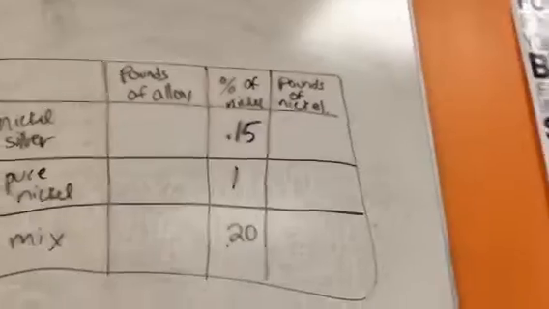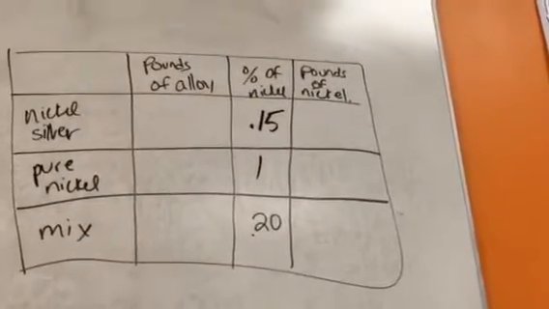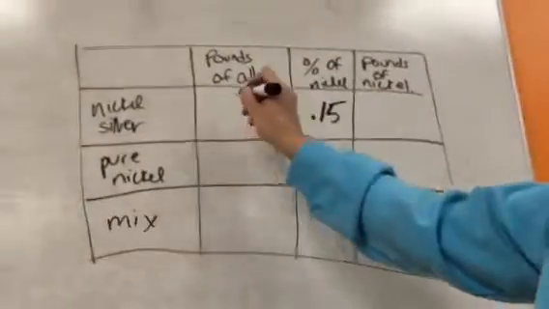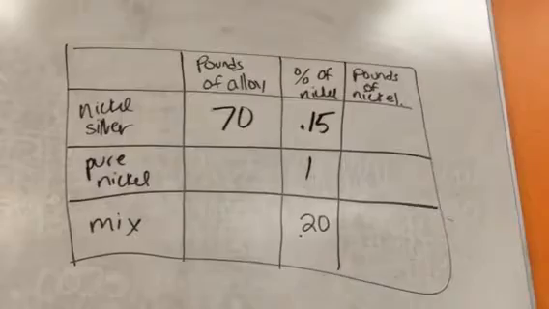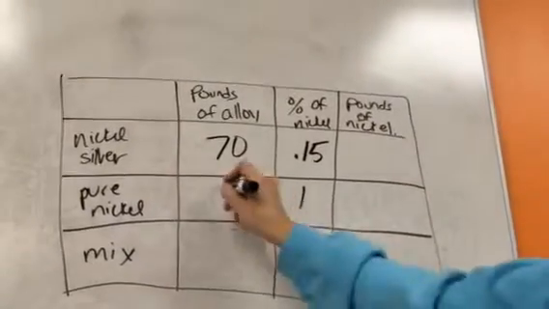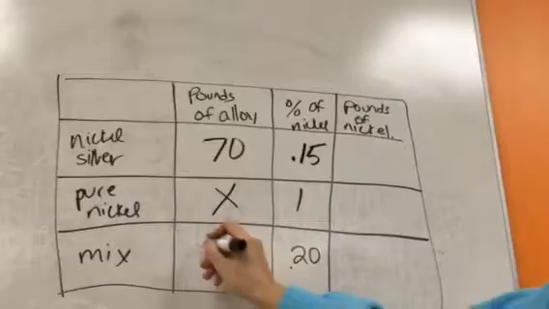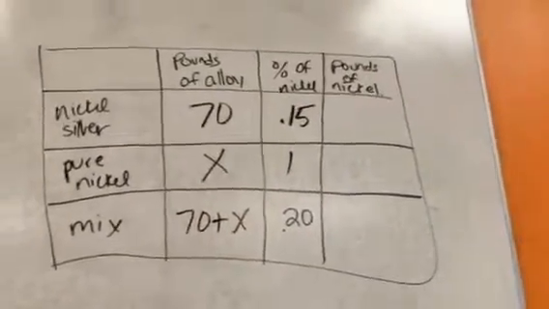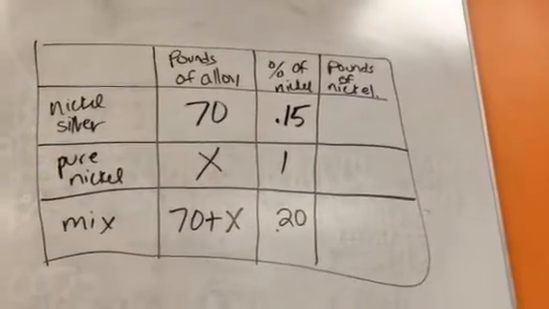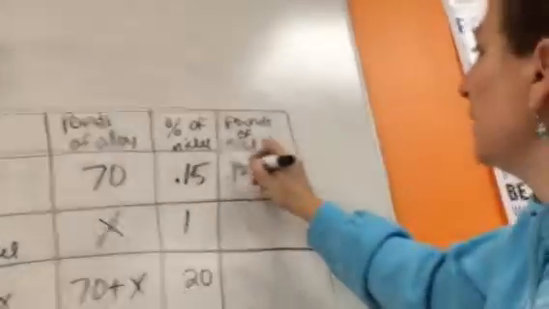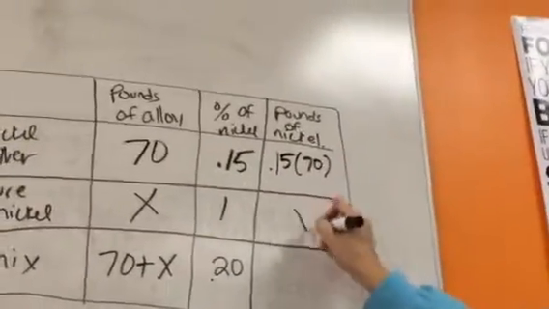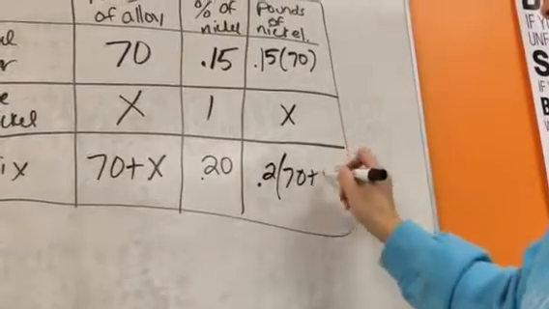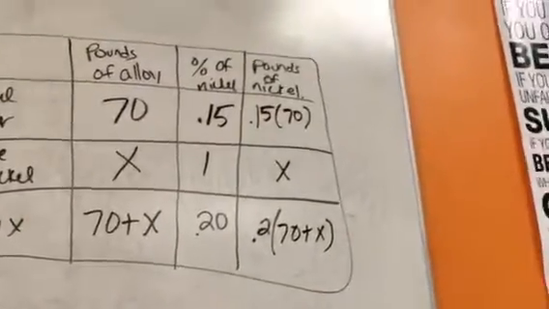Okay. So pounds of alloy, we need to figure out the pounds of alloy. We know that 70 pounds of nickel silver, that's how much this is going to be, 70. For the pure nickel, we have no idea because that's our question. And this is going to be the two combined, 70 plus X, because it's going to be both combined to make the mix. Okay, so now go through. You're going to get 0.15 times 70. You're going to get X, and you're going to get 0.2 times 70 plus X. All right, so that's what we've got.